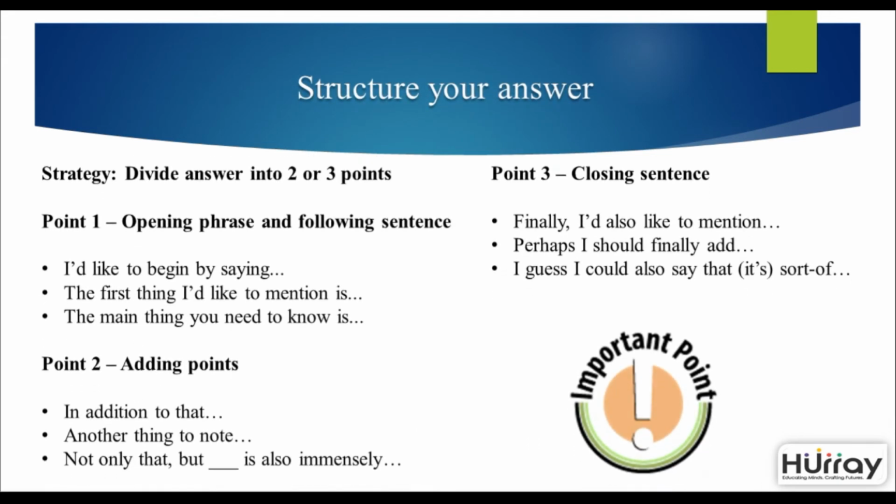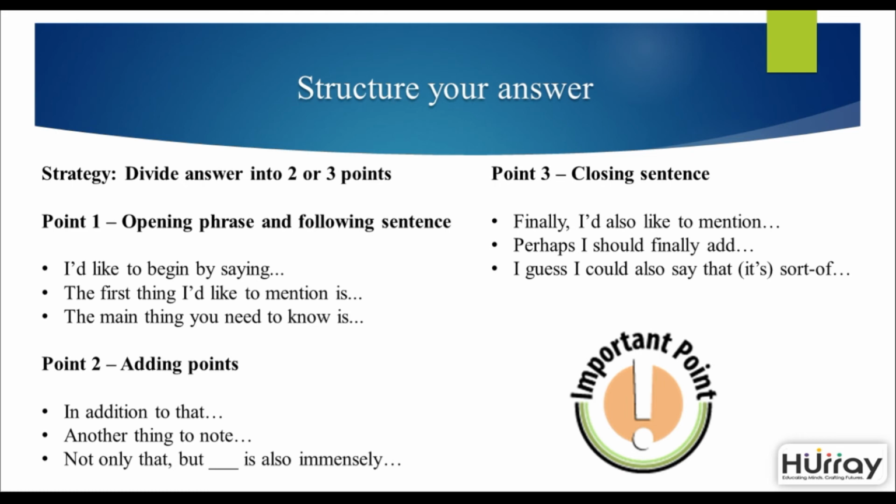Now, let's look at how to structure your answer. You can divide your answer into 2 or 3 parts. The first point is to use an opening phrase and then follow it with a sentence. You could begin saying, I'd like to begin by saying, and then say what you want to say. Or you could start off like this: the first thing I'd like to mention is, and mention your first point. You could also say, the first main thing you need to know is, and then you say your first main point.